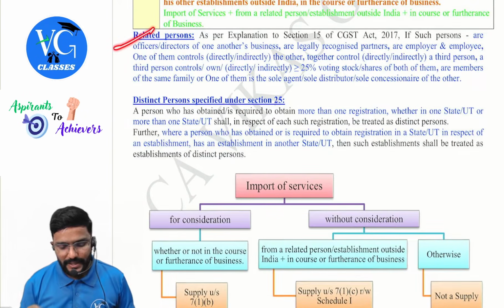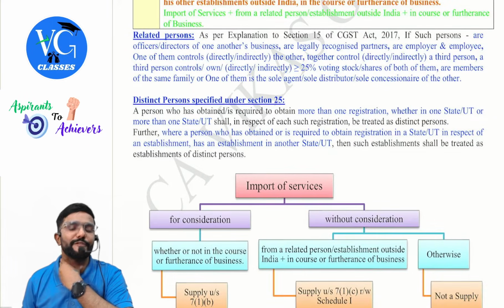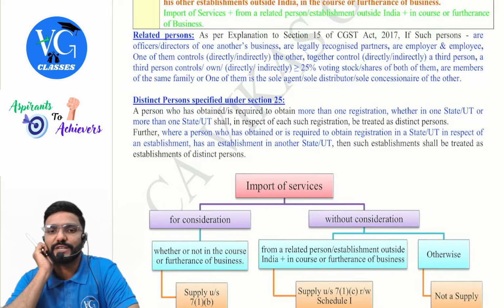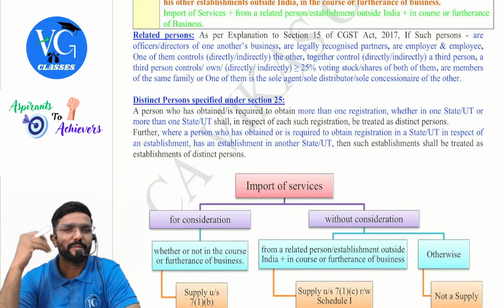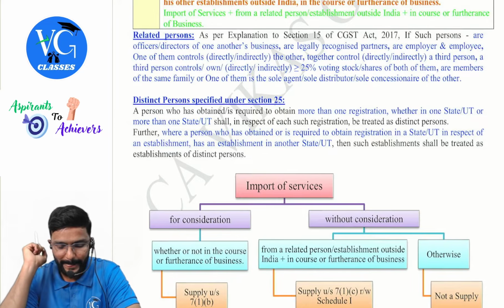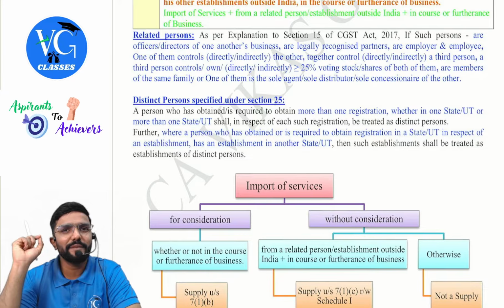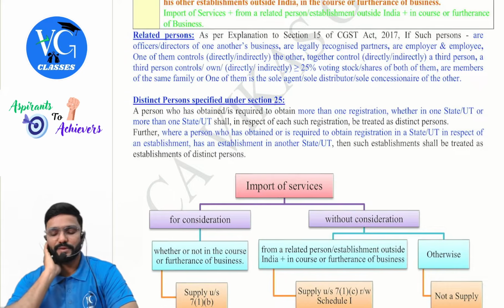Related person, as per the explanation to Section 15. Section 15 talks about value of supplies. As per the explanation to Section 15 of the CGST Act 2017, if such persons are officers or directors of one another's business, I am an officer of your business, we both are related. You are a director of my business, we both are related. They are legally recognized partners, or employer and employee. Relatives, may not be blood relatives, but related for GST purposes.